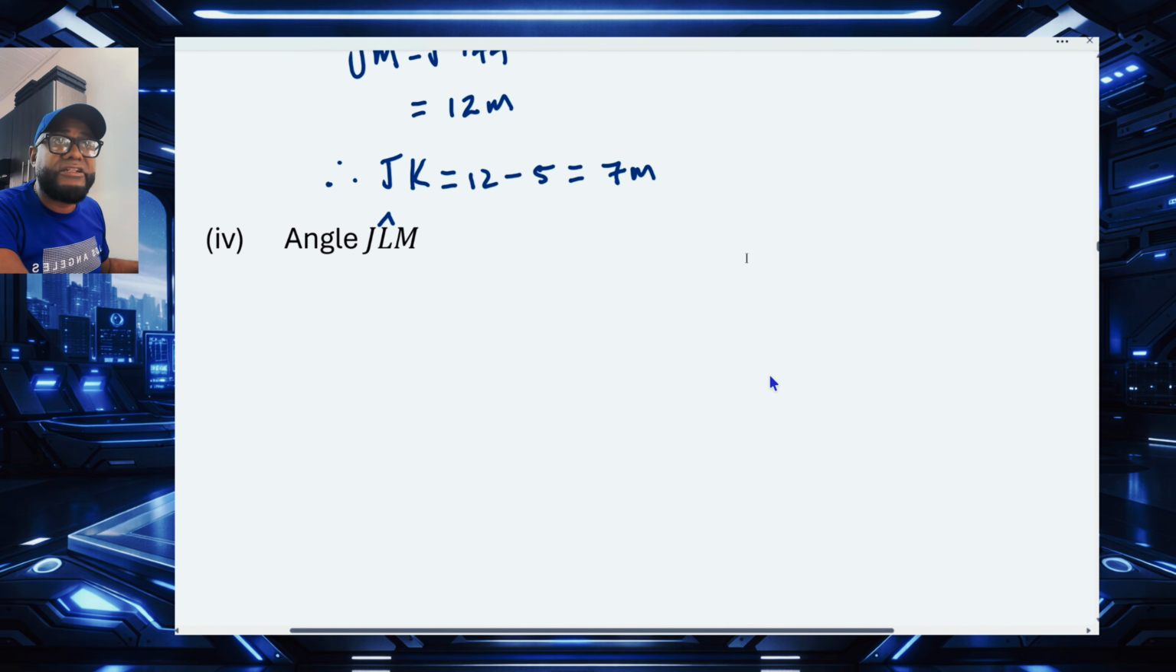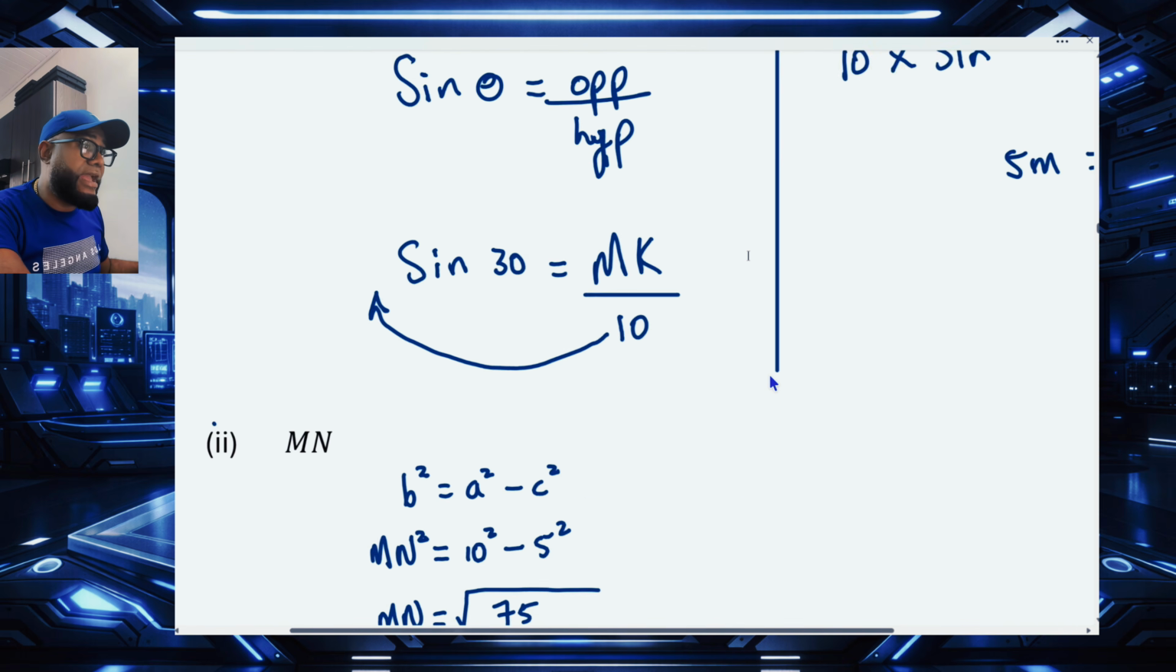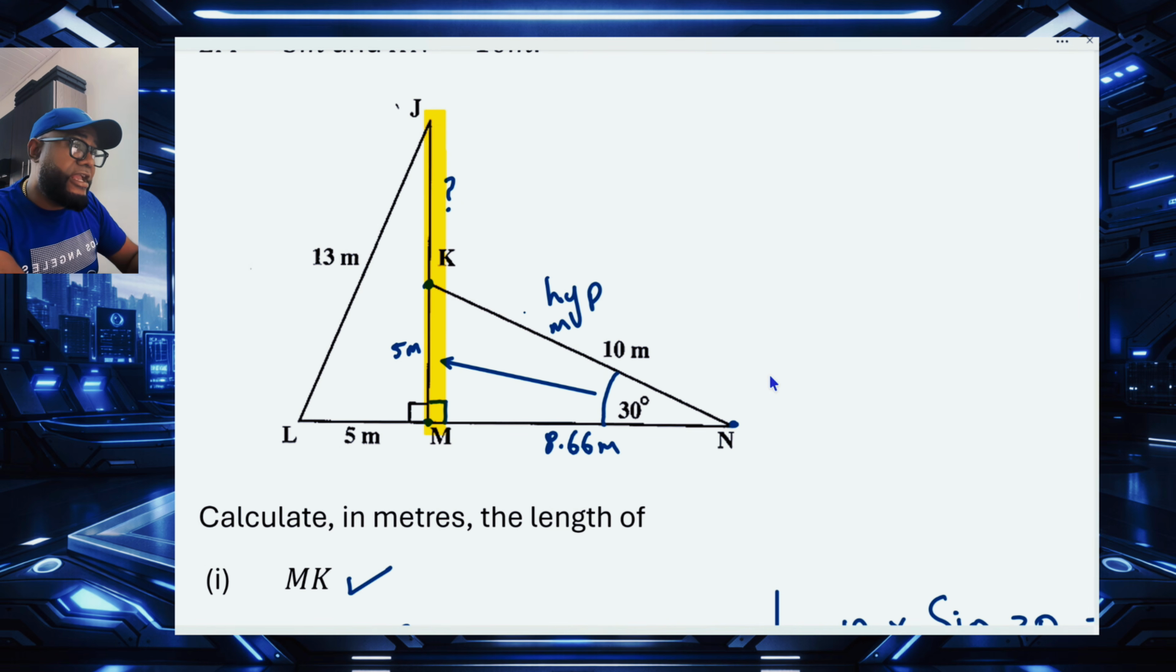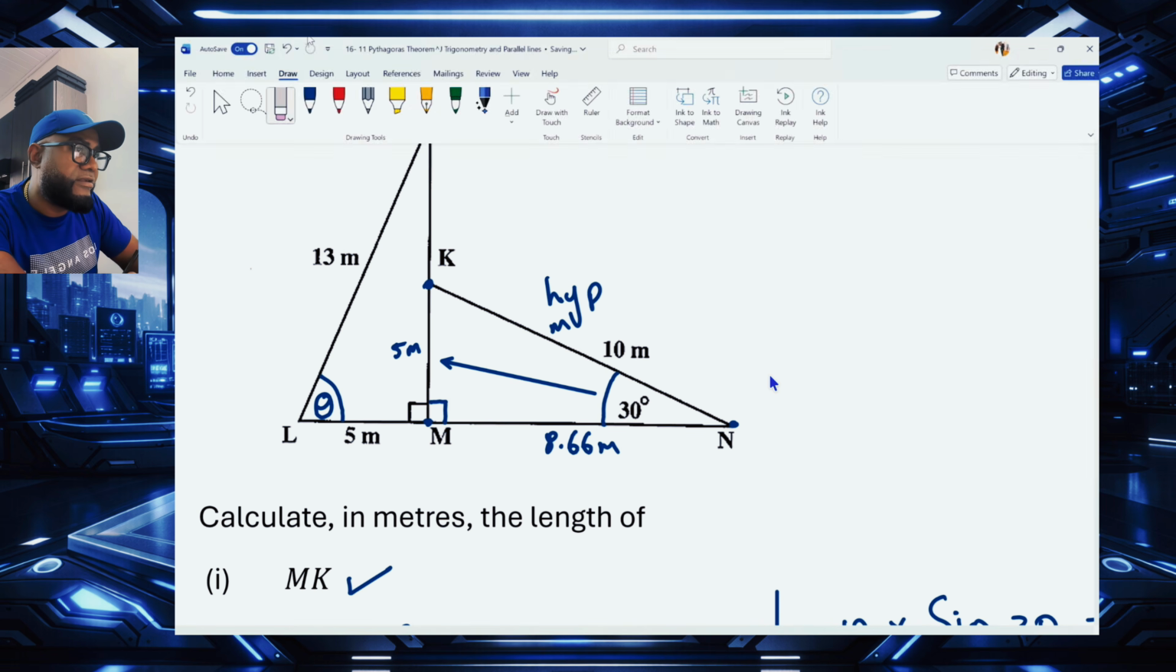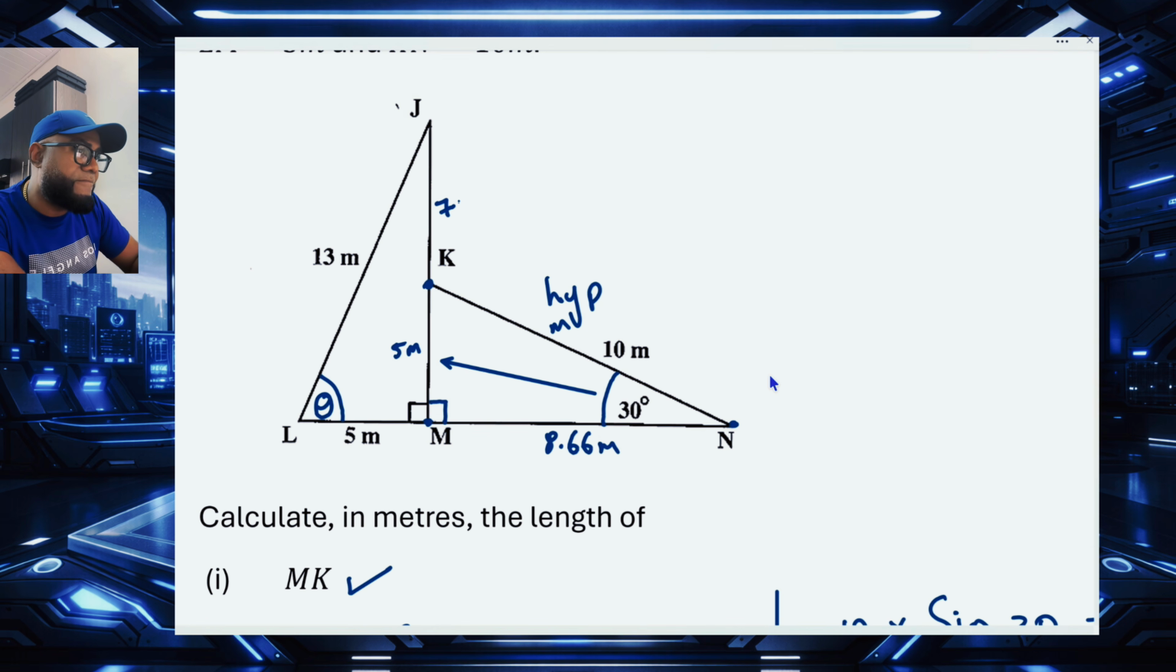Right, so we're going to find angle JLM. Where would this angle be located, by which of these letters? The J, the L, or the M? L. So J to L to M would be right here. Let me call it theta. So we want to find theta. You'll realize we have all the sides here, because we found what JK was: 7. So we had this full length here, which is 13, and 12.